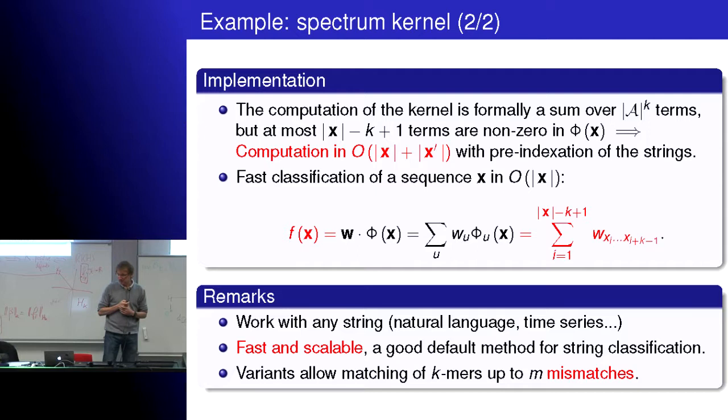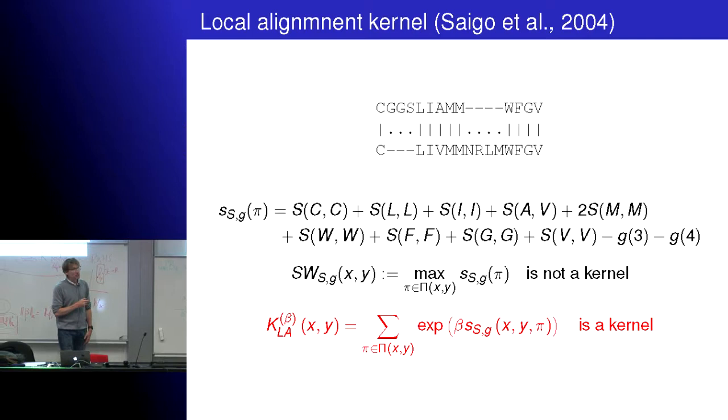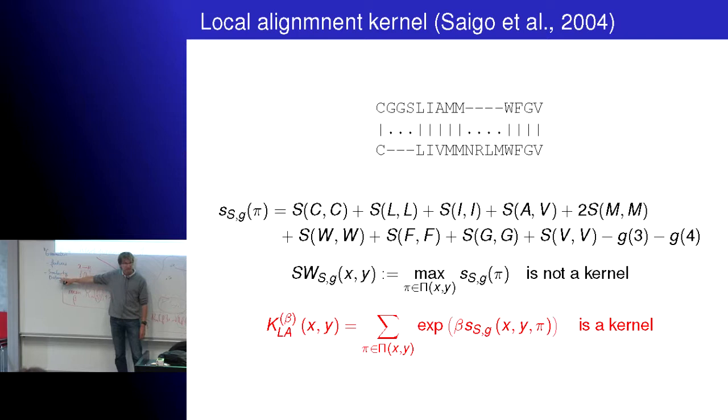Another direction that's completely different, and which does not correspond to some explicit feature space, so to some finite dimensional one, is something called the local alignment kernel. This is more motivated by this notion of distance or similarity. This may be a bit specific to biology.